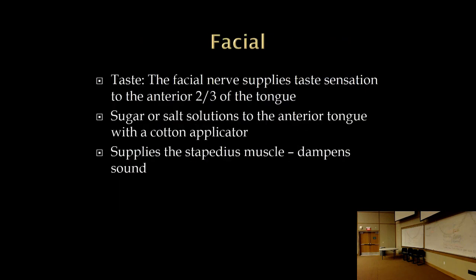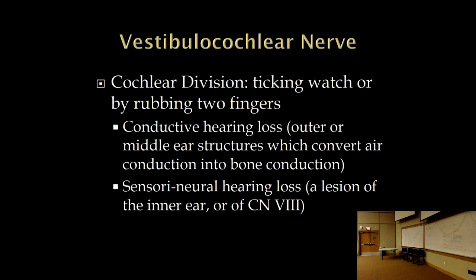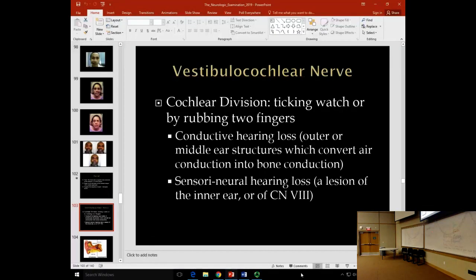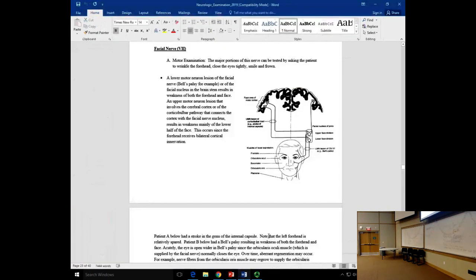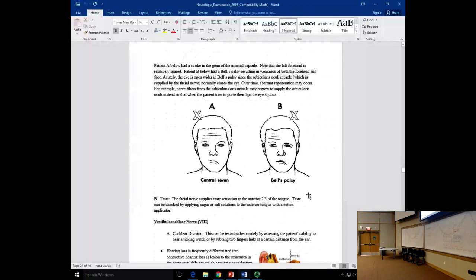Before we show the video, I just wanted to show one thing from the handout, because almost every review book will show you a picture like this. A central 7, so this would be like a corticobulbar tract lesion. Notice it's just the lower face that's weak. And in a Bell's palsy, they're trying to indicate that the entire side of the face is weak.